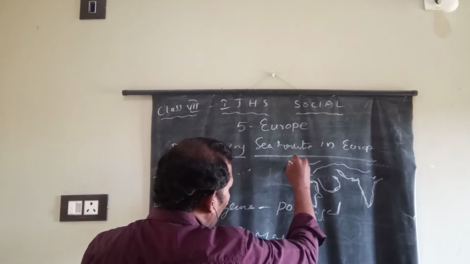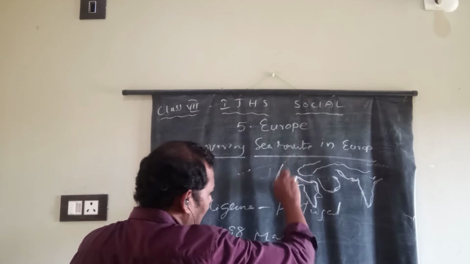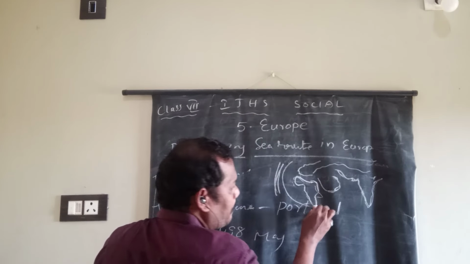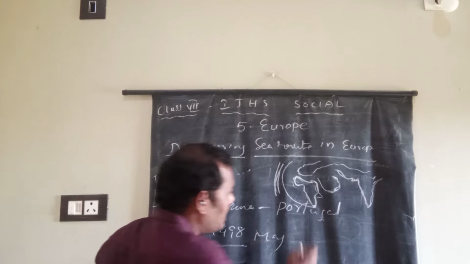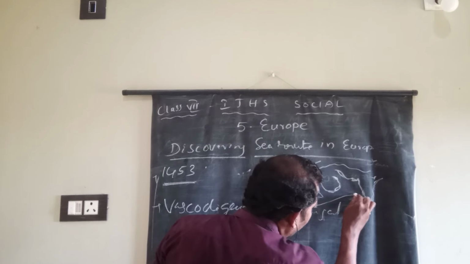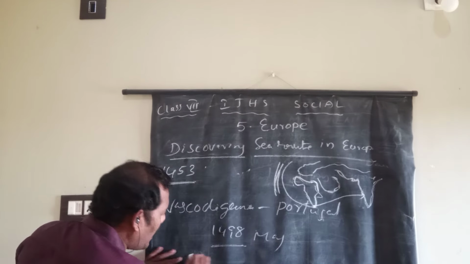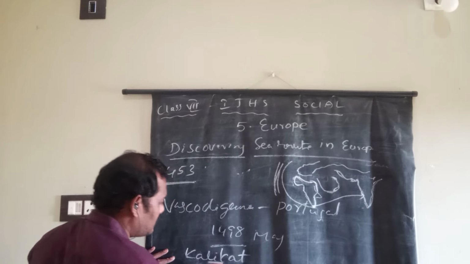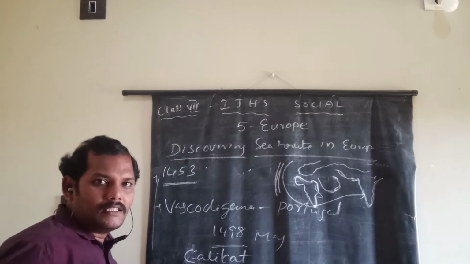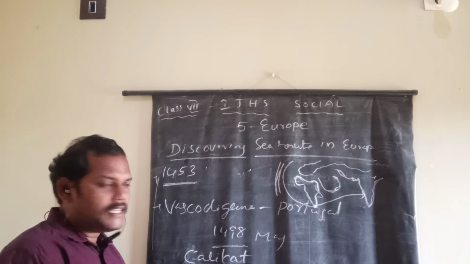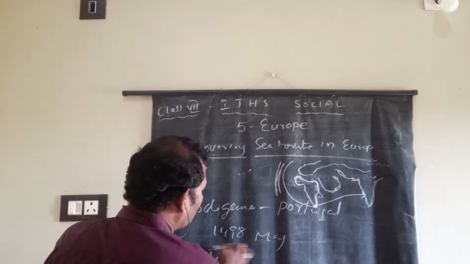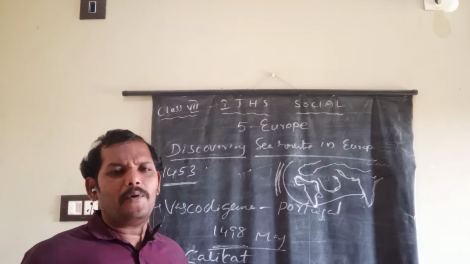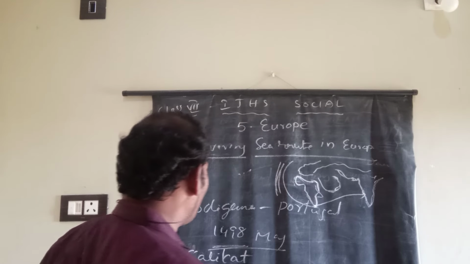Okay, he started from the Atlantic Ocean. He reached the Cape of Good Hope. The southern tip of Africa is called the Cape of Good Hope. Then he reached India. Which region? Calicut region. Okay, he reached Calicut. He was the first person to discover the sea route to India. Then so many people discovered different routes.